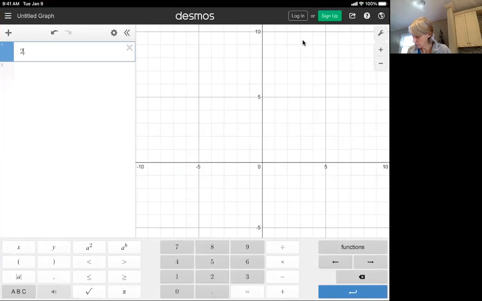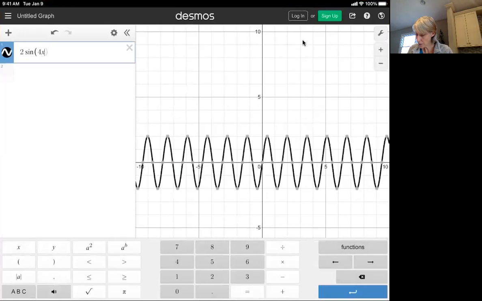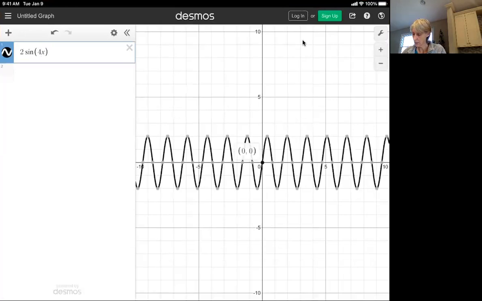Two sine 4x. And you can kind of see, I don't think I can, yeah, I can't draw on it, but you can kind of see there. You have the XY axis, you can get an idea of if you graphed correctly.